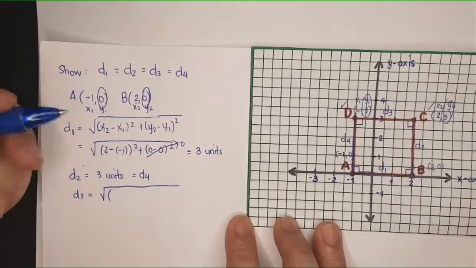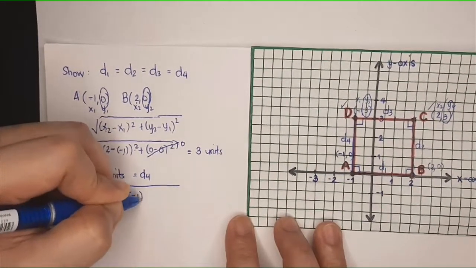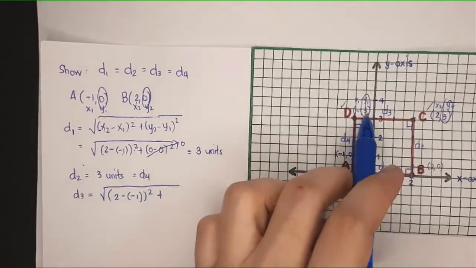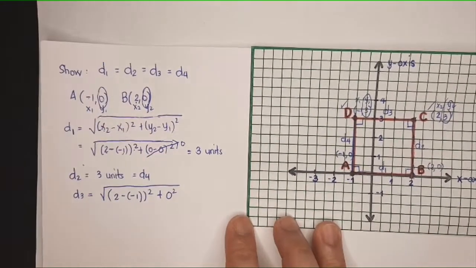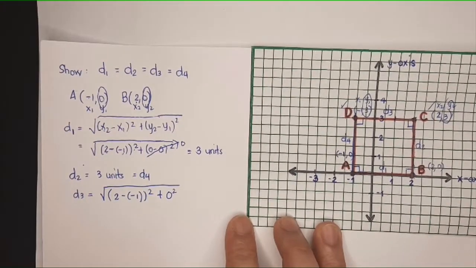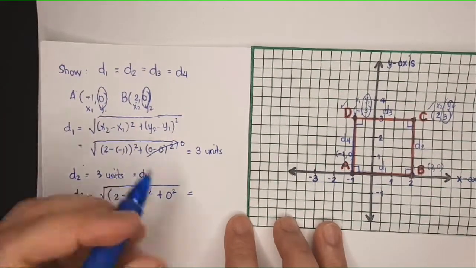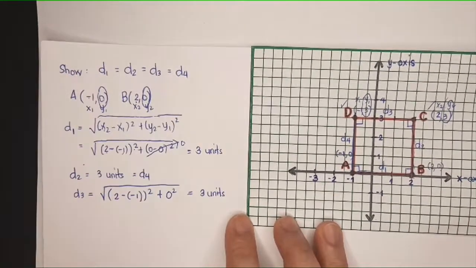So, we have, what is x2? 2. Minus a negative 1. Right? And then squared. Plus, since pareho yung y coordinates, you immediately write 0 squared. Huwag nyo nang i-evaluate yun. Basta 0 na yun. And then, doing the math, you evaluate this, you will also get 3 units.